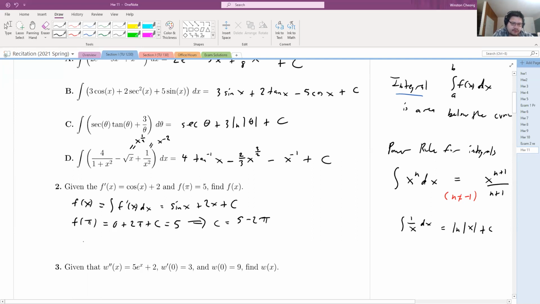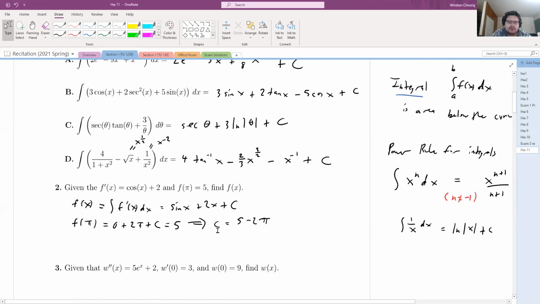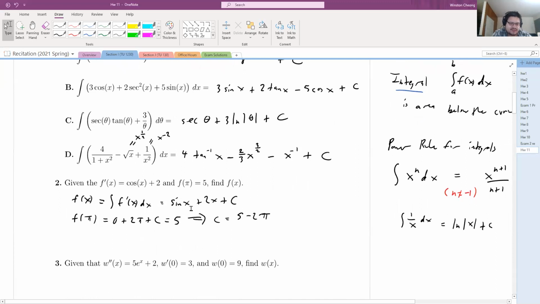The last step would be to rewrite everything, where we then substitute in our c value, because in a way, this technically isn't a function because that c is a parameter that varies. But once we fix our c, we definitely have a standard type of function. Okay, so now plus 5 minus 2 pi. So this guy is our answer for the problem.